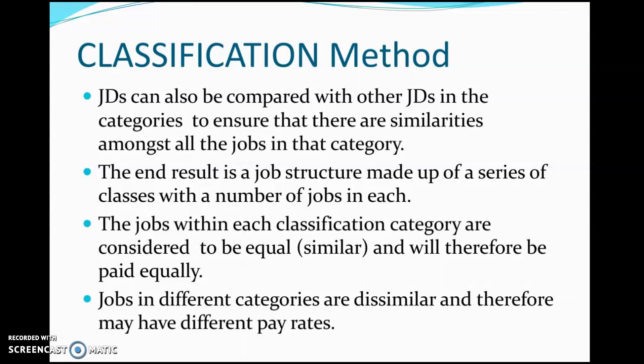So I'm basically coming up with a structure based on how I've categorized people and jobs. Within each category, I will find similar type jobs. And of course, if I find similar type jobs, that is my justification for why I'm paying them equally. If jobs are in different categories, then they're different jobs, and therefore they should be paid differently.